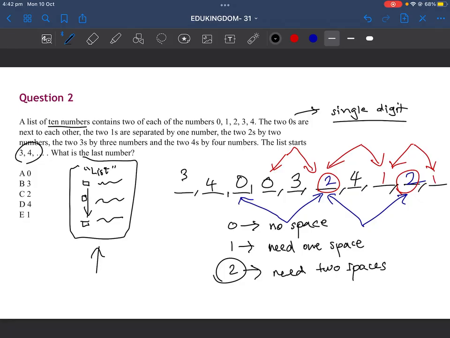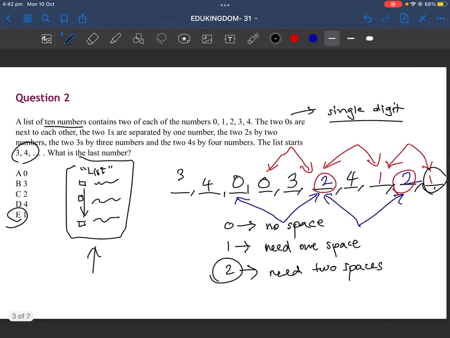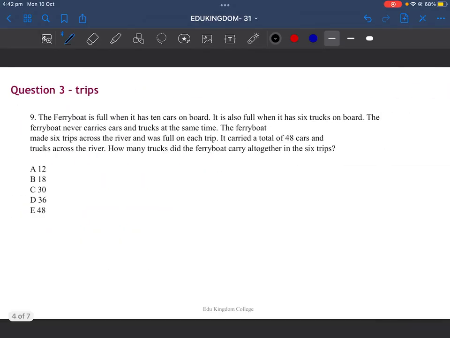Okay? So, back to the question. The list starts 3, 4. What is the last number? That is obviously then 1, which is option E. Okay. Let's move on to question 3.